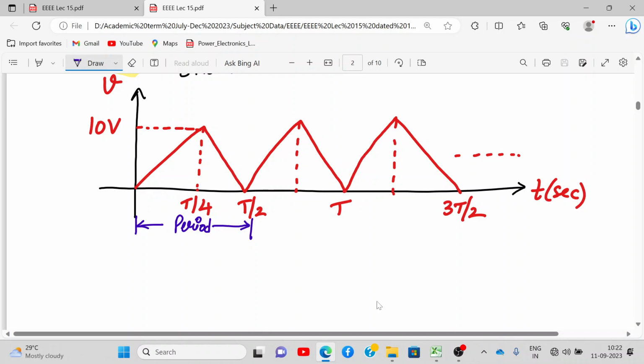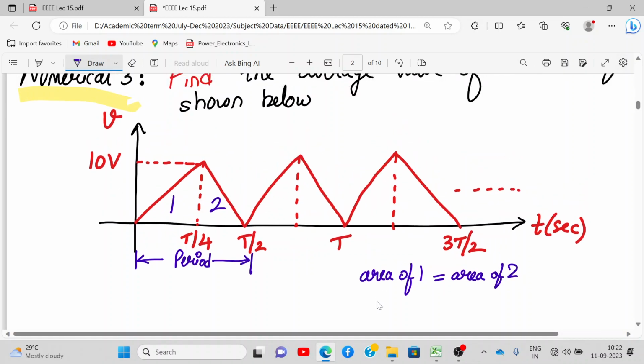Let's say this is 1 and this is 2. Is my area of 1 same as area of 2? Okay. Now if I have a straight line like this, again, what is the slope of this line?